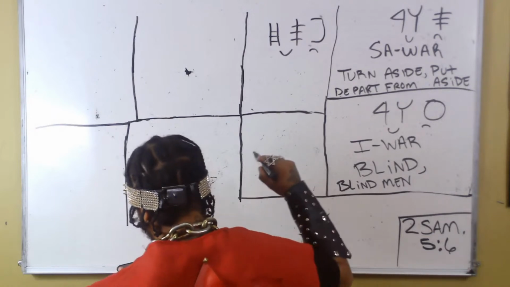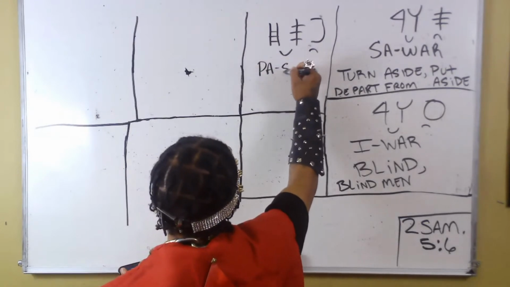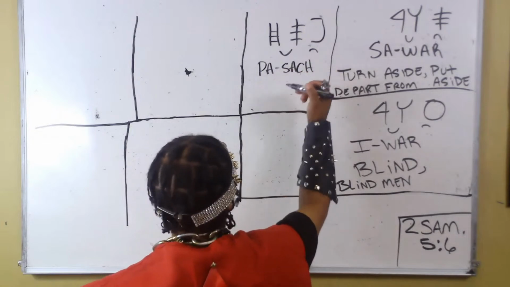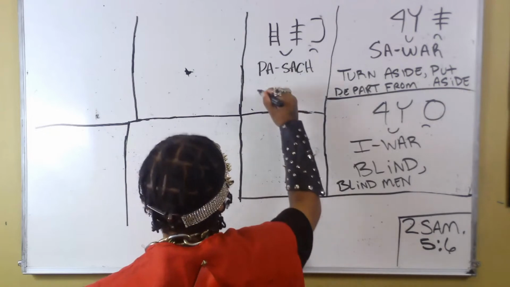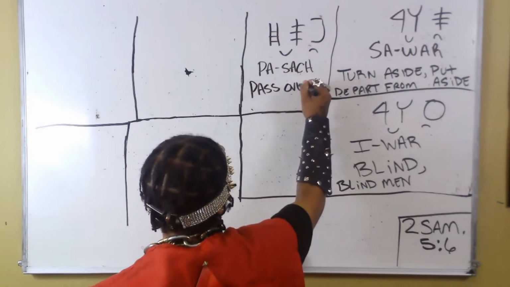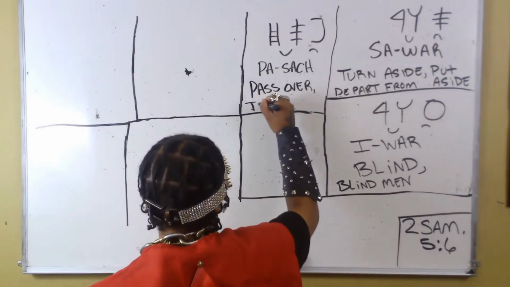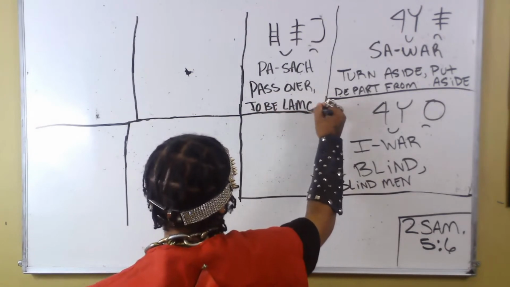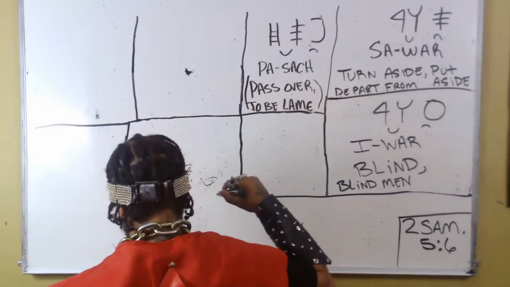And this word, Pasach, could I pronounce it? It's not Pasach, it's Pasak with the harder ka. All right, it means Passover. Passover, it also means to be lame.